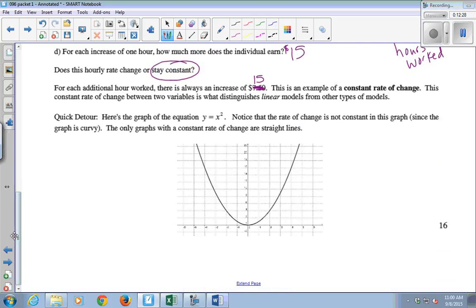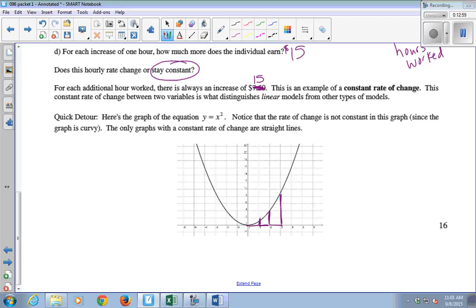Not all equations, not all models are linear. So we've got this graph down here. It's the equation y equals x squared. It's not a line. The rate of change is not constant, right? So here, when I go from 0 to 1, my y changes by 1. And then when I go from 1 to 2, my y changes by more, right? The jump in the y's gets bigger and bigger, right?